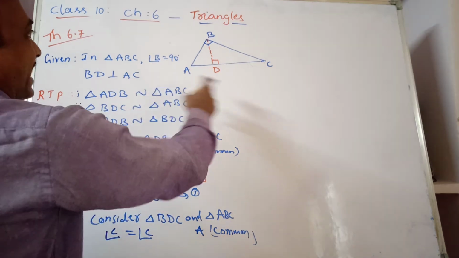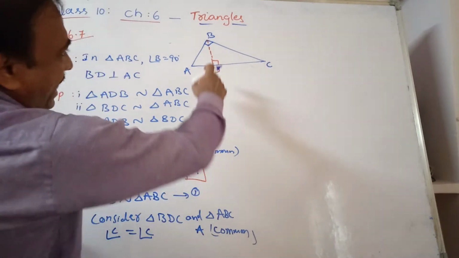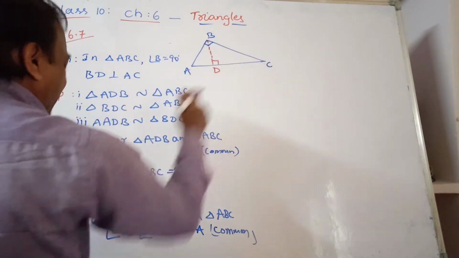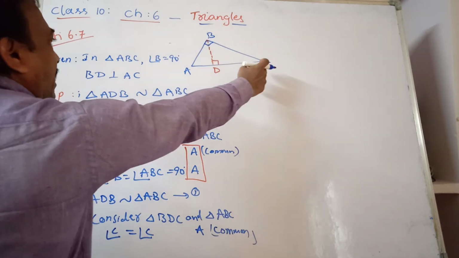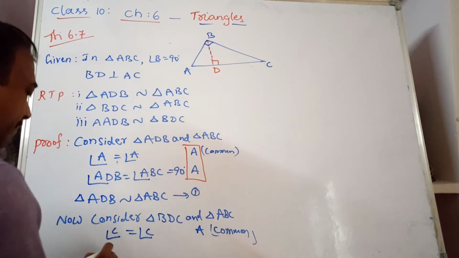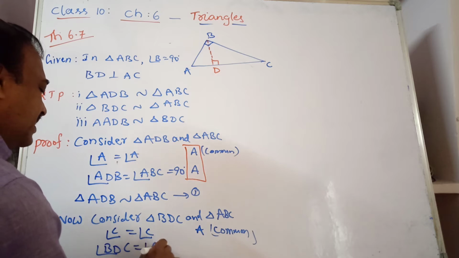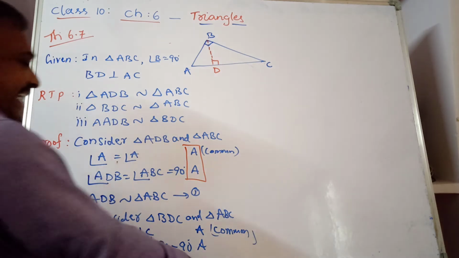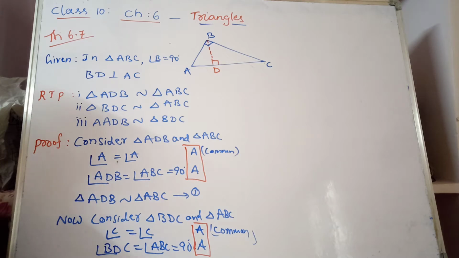Next, one angle is 90 degrees. What is the angle here? Angle BDC is 90 degrees. Observe it. Angle BDC is equal to angle ABC, which is equal to 90 degrees. This is also an angle, so by the criteria AA similarity. Observe it, by the criteria AA similarity.